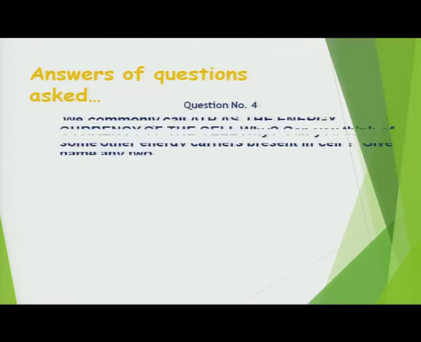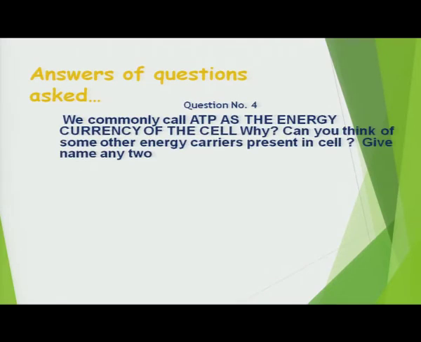Now, the fourth question is, we commonly call ATP the energy currency of the cell. Why? Can you think of some other energy carrier present in the cell? Give any two examples. We already discussed the formation of ATP, which is made by adenosine and 3 phosphate groups, made of the nucleotide adenine, sugar, and 3 phosphate groups.